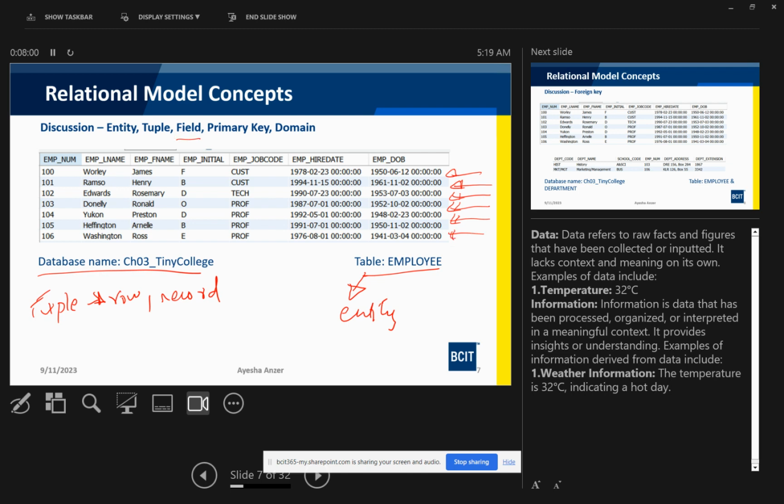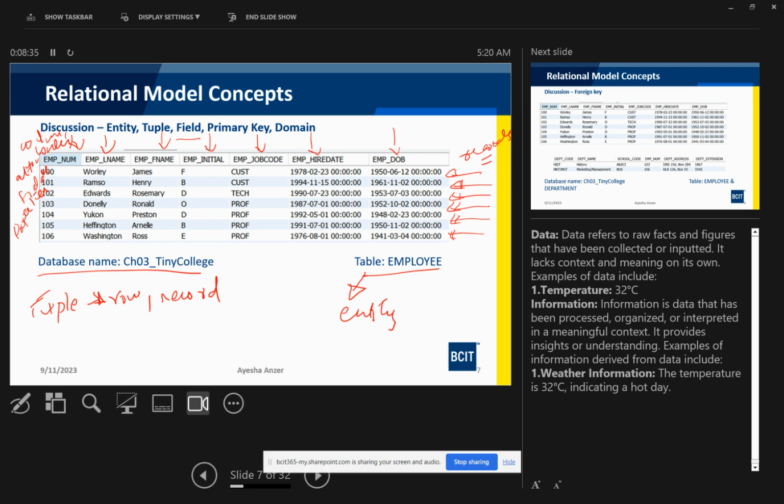Then we have fields. The fields mean the vertical direction. In the vertical direction, we have certain columns, certain attributes, or we also call them fields as well. So these are fields, attributes, or columns, or we also sometimes name them properties.